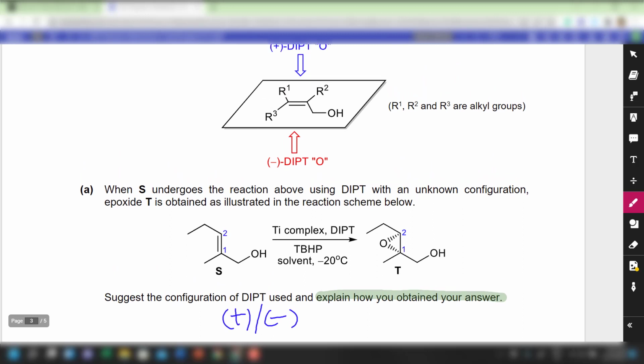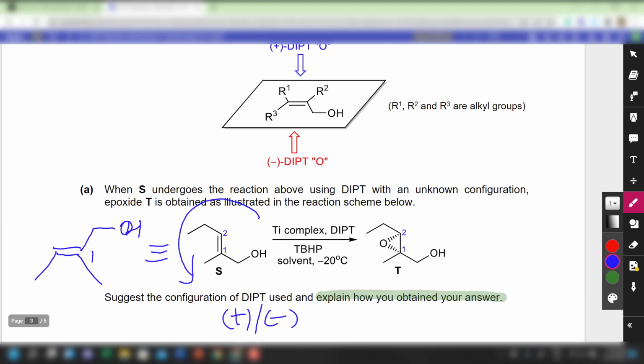I think first of all, we need to fit S into the cartoon above. So how do we fit S into the cartoon above? First we will do a bond rotation. Sorry, not bond rotation. We'll rotate the molecule 90 degrees. So we just rotate 90 degrees. When we rotate it 90 degrees, it will look like this. Oh, sorry, the top is actually an H. So this is how it looks when we rotate it 90 degrees.